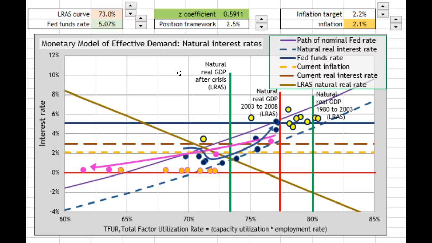Hello, Edward Lambert, Effective Demand Research, and this is going to be part 4 in a series of videos on how the Fed rate moved since 1978 to the present time, third quarter 2013.